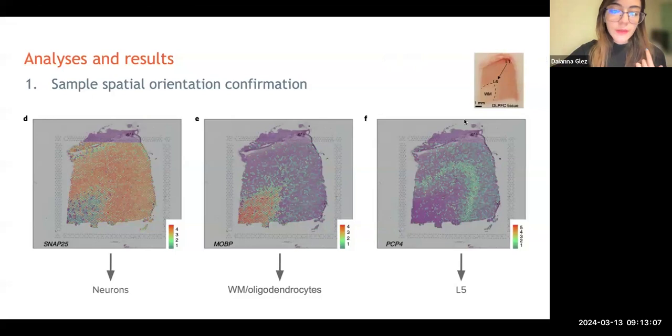To do that, they use gene markers for neurons, oligodendrocytes, and white matter, and the fifth layer. For the neurons, they use SNAP25. And here in these spot plots, we can see the log normalized counts in each spot. This is for just one sample as an example, but they did it for all the 12 samples. We can clearly see that this gene is highly expressed in this region compared to the white matter. Then taking this other gene, MOBP, that marks the white matter and oligodendrocytes, we can clearly see that it's highly expressed in the region that corresponds to the white matter. And the same thing for the fifth layer using another marker.